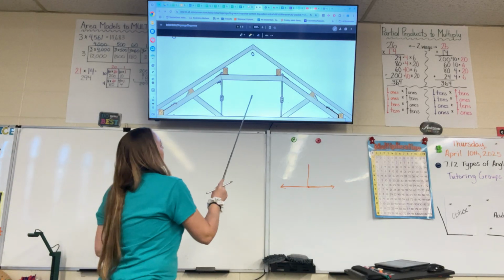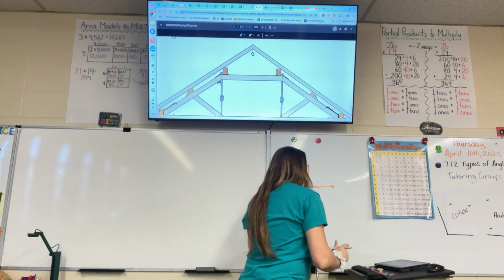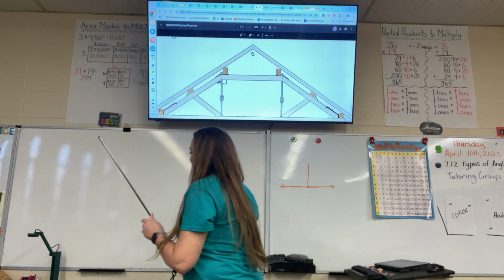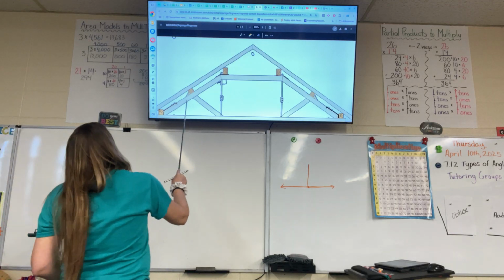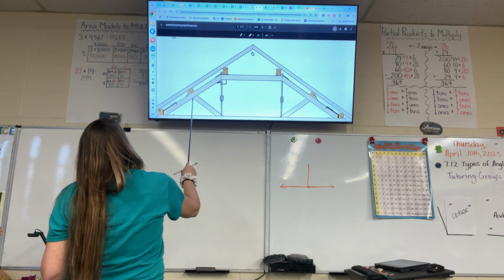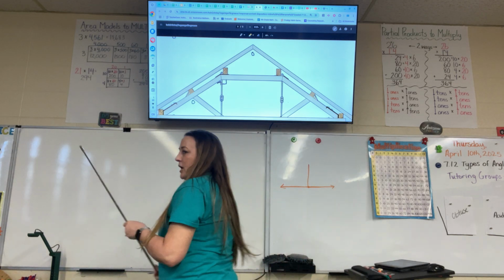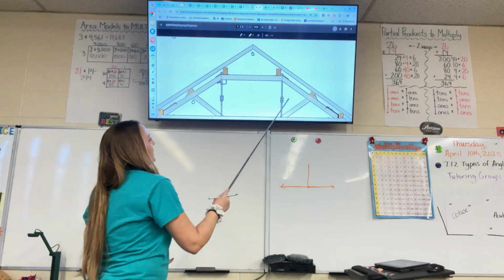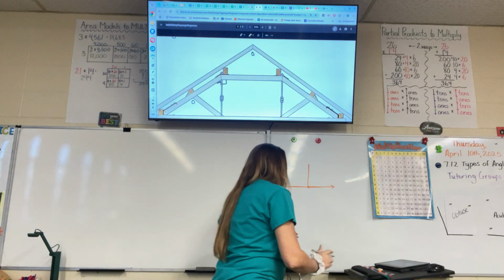Ari, what about the angle next to this one? So this one right here. A right angle, yep. So we're gonna make a square corner. Okay. Avis, what about this angle right here? Obtuse, that's correct. Are you guys thinking in your head what the answers are whenever I'm pointing out the angle? Okay, Autry, what kind of angle is this one right here? Acute.